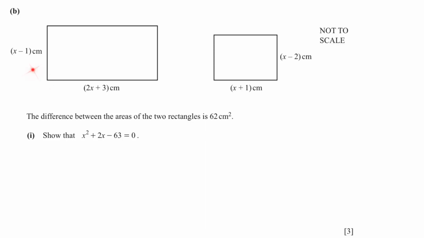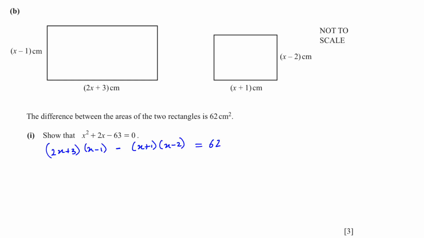Part B, we have been given 2 rectangles, and also the information is given that the difference between the areas of the 2 rectangles is 62 square centimeter. To find the area of the rectangle, we do length times width. So it will be 2x plus 3 times x minus 1. This is the area of the big rectangle. Subtract the small one, which will be x plus 1 times x minus 2. And this difference is equal to 62.